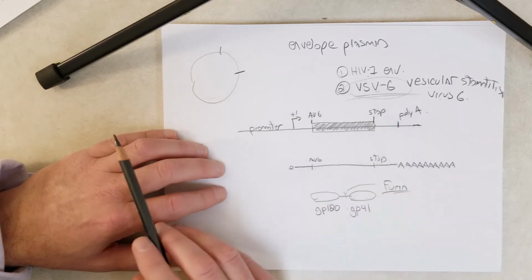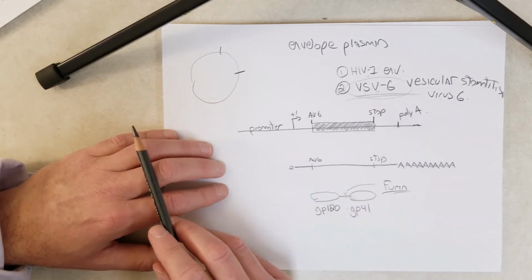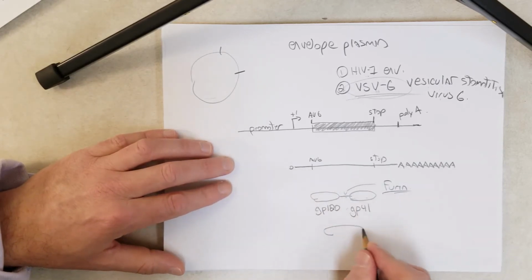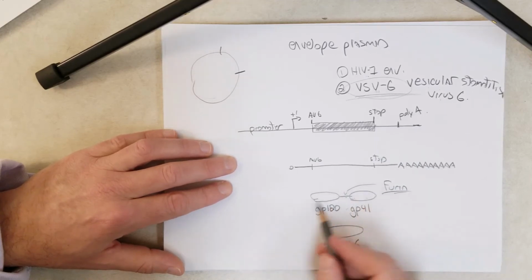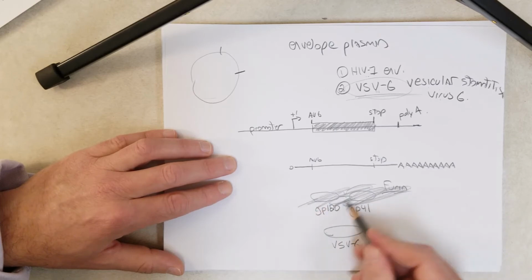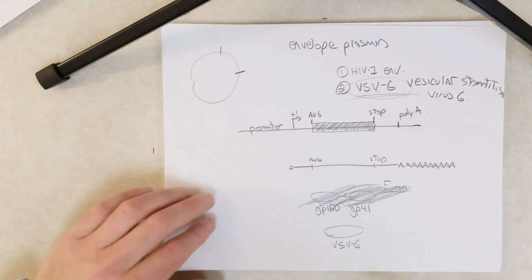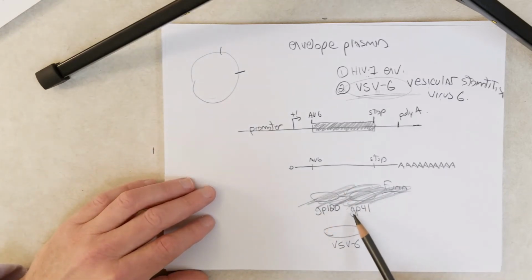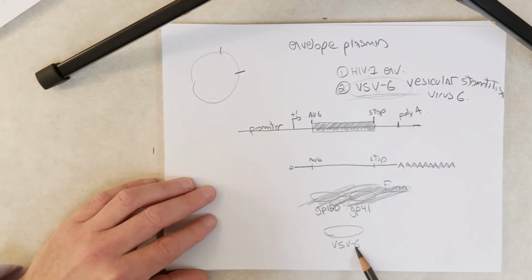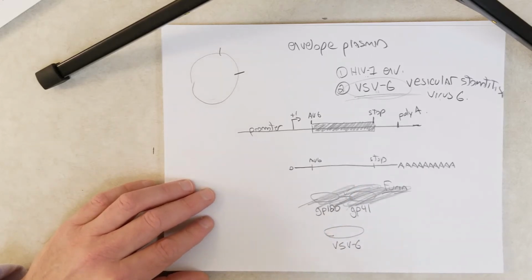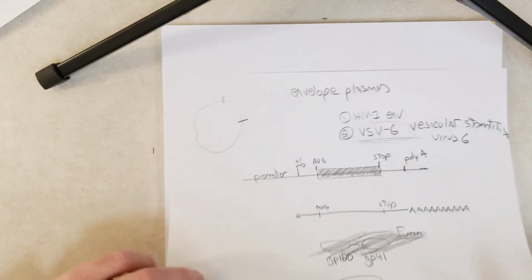So let's assume we're doing that with our hypothetical lentiviral vector. So we're using an envelope plasmid that encodes the VSVG protein instead of the HIV1 GP120 and GP41 proteins. So we have 2 more plasmids to go.